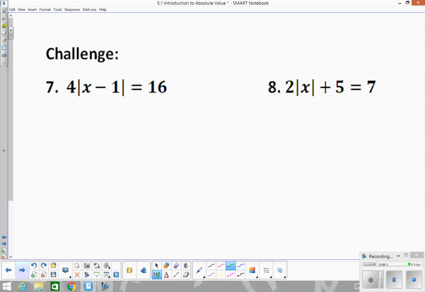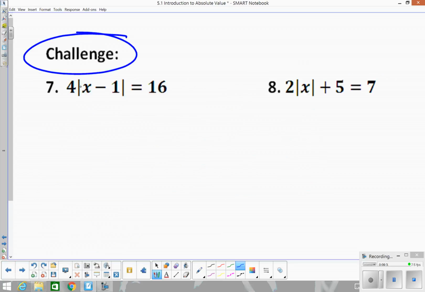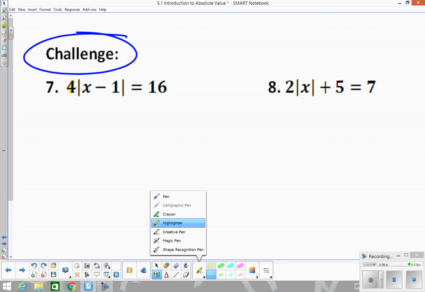Okay, so now let's go ahead and have some challenge problems. These are very similar to the last 2 we did, or actually 4 we did, but there's going to be one more step. So the difference between 7 and 4 is that I have another number on the side of the absolute value brackets. Now remember, you want to isolate the absolute value brackets. Let me write that.